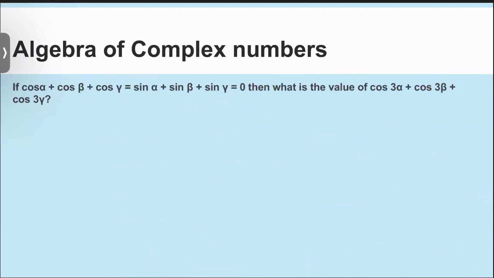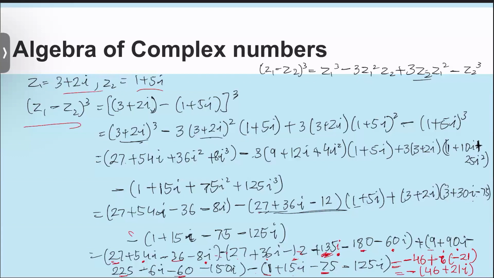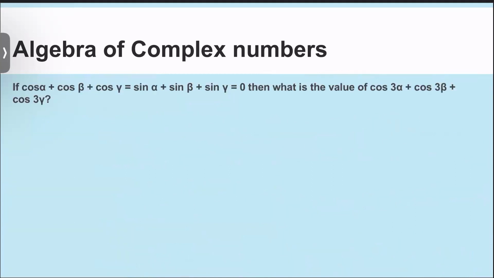Obviously that took slightly longer than expected. Now we saw a few examples of taking the whole power of either the sum or the difference of two complex numbers, using the identities to solve them. Now let's solve a few other examples which have been asked previously in different entrance exams, or larger exams that you have.